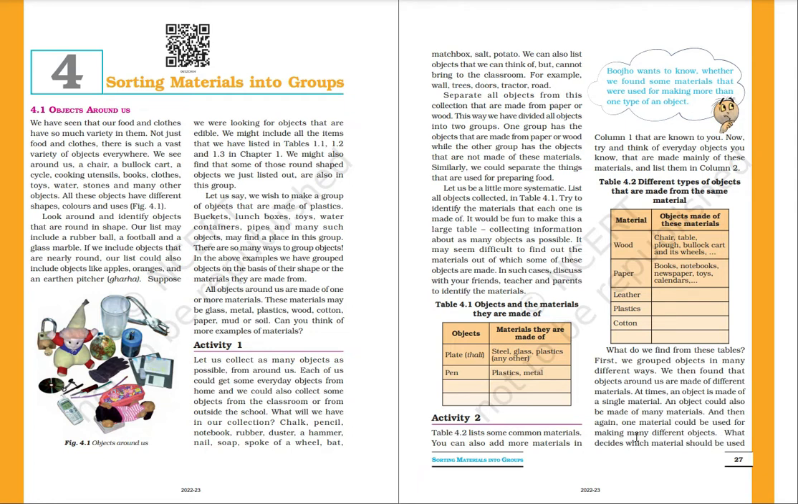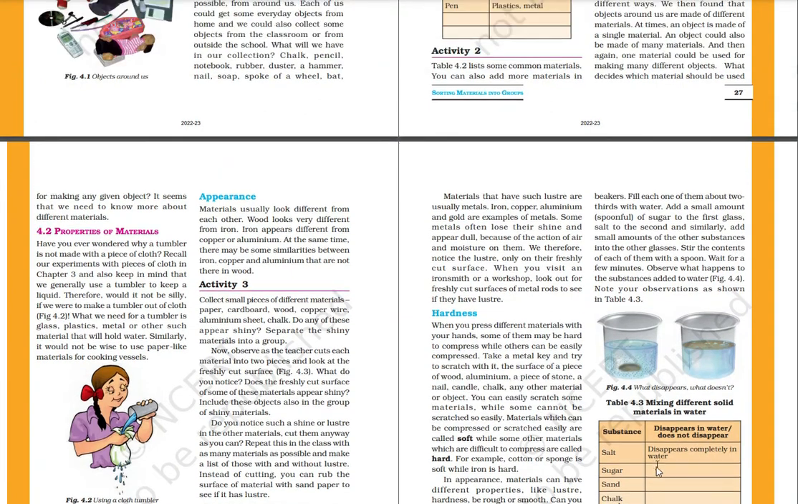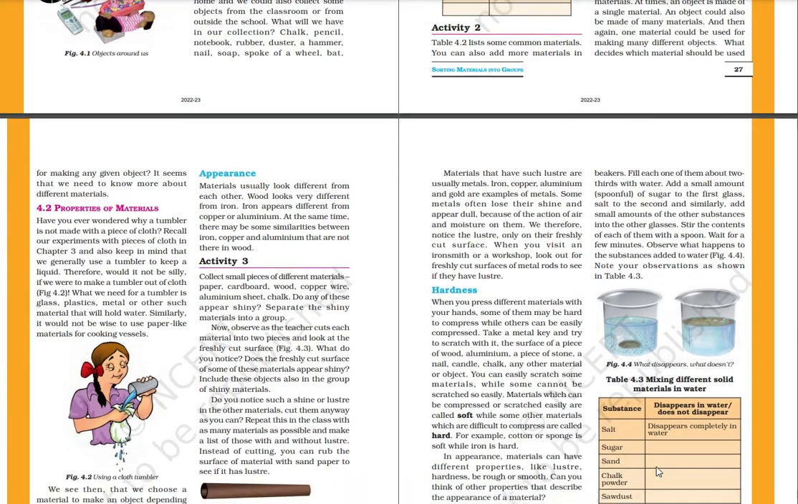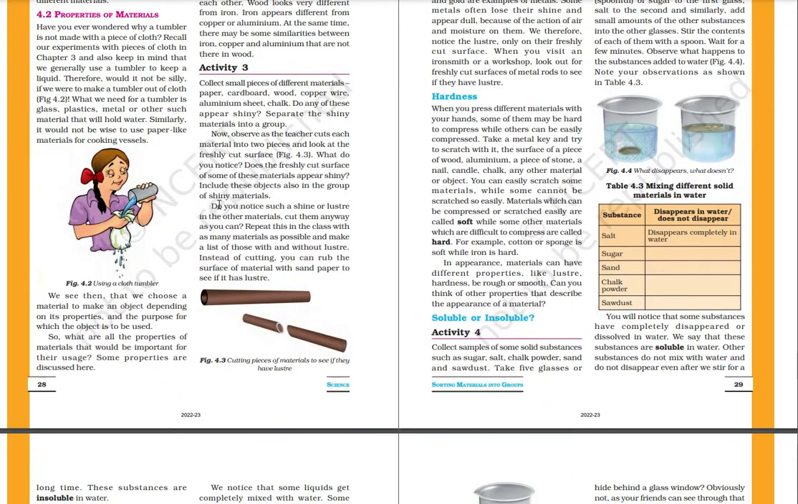What decides which material should be used? I will read this sentence again. What decides which material should be used? What decides that which material should be used for making any given object? So we have read in the fourth sentence. It seems that we need to know more about different materials.